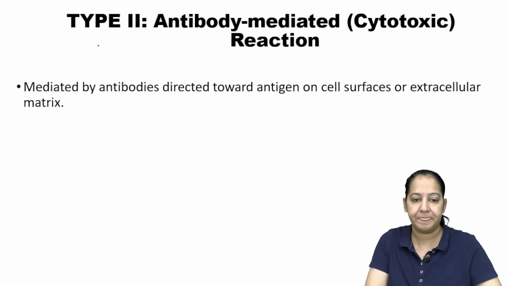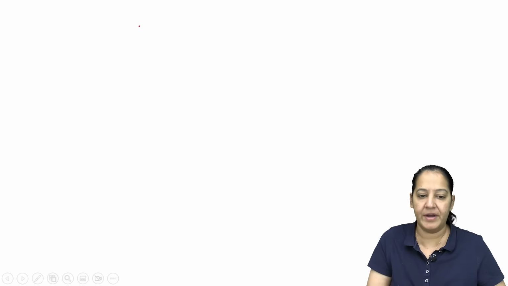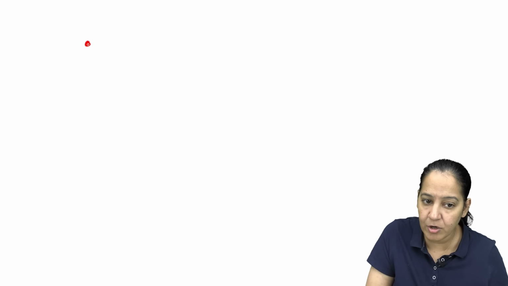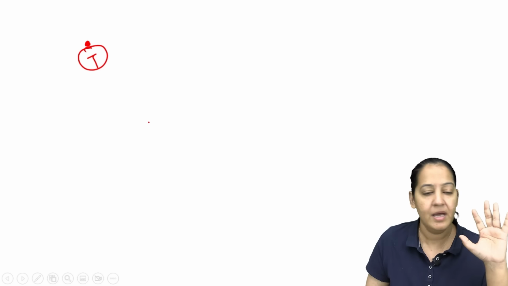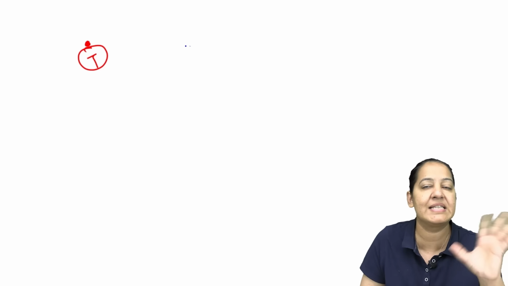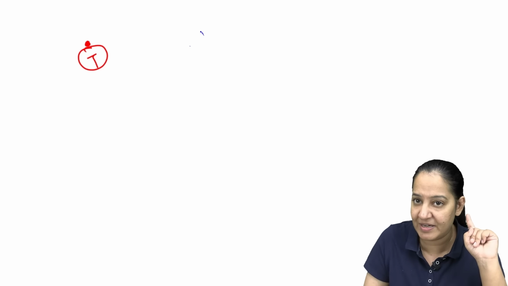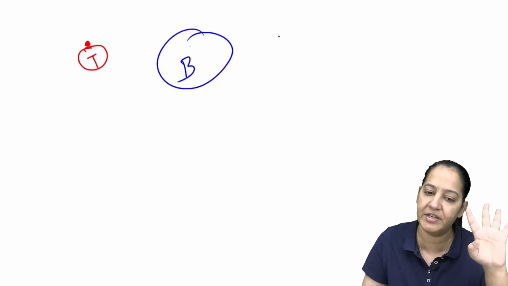Coming on type 2, the type 2 hypersensitivity. So here the pathogenesis, let me draw it. Here the antigen is not present alone. The antigen is present on the surface of a target cell, which is a host cell. So as soon as it comes in the human body, it will not go to antigen presenting cell. It will not go to T lymphocytes, helper T lymphocytes. It will directly stimulate the B lymphocyte.